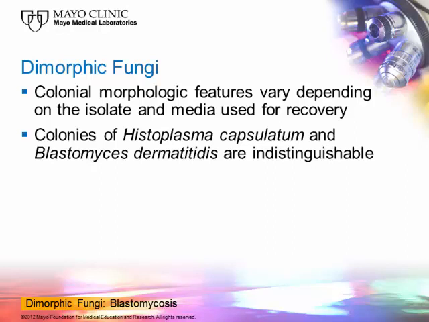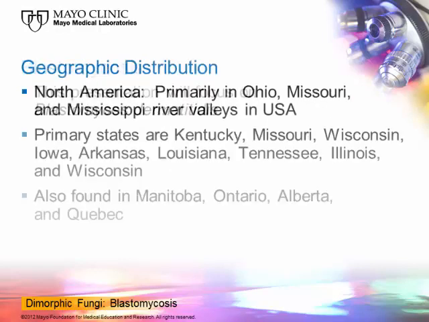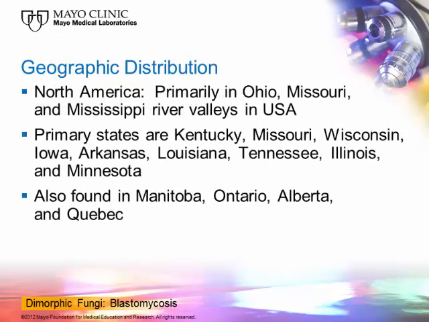The colonies of Histoplasma capsulatum and Blastomyces are virtually indistinguishable, so the colonial morphology there doesn't really play a role in making an identification. This presentation will focus on Blastomyces dermatitidis, and we will talk about the geographic distribution of where it's found and some of the morphologic features and how we identify the organism.